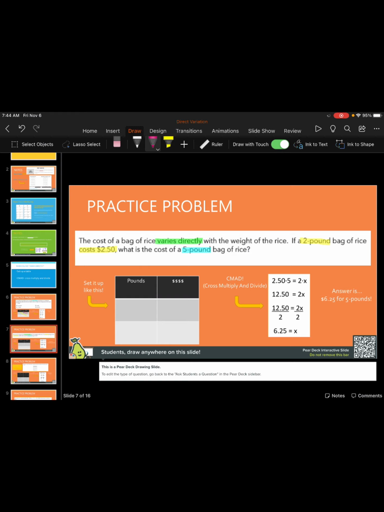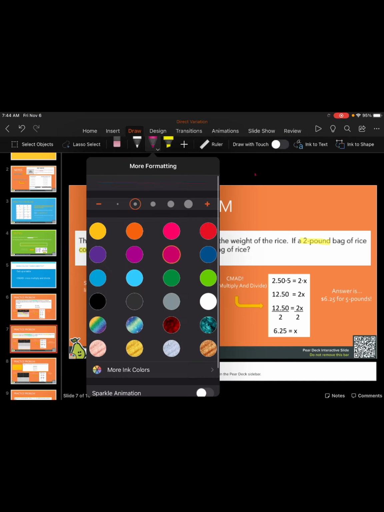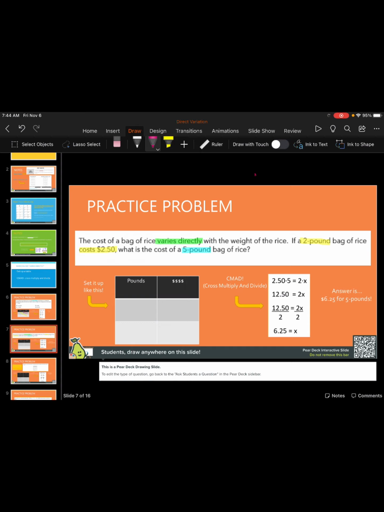All right, so the cost of a bag of rice varies directly with the weight of the rice, so the cost and the weight. If a 2-pound bag of rice costs $2.50, what is the cost of a 5-pound bag? So let's look at this real quick. Let's make sure we're good here. So 2 pounds cost $2.50. So pounds, and there we have my cost. And the question is, what's the cost of a 5 pound?